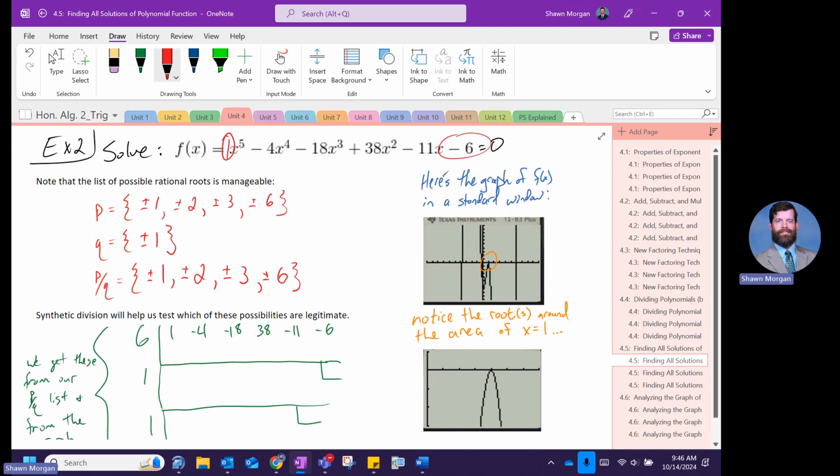How do you divide all your places? P is the factor of the constant. The factors of the constant: 1 times 6 is 6. He asked me where you get P from. Gotcha. So P is the factors of the constant. 1 times 6 is 6. -1 times -6 is 6. 2 times 3 is 6 and -2 times -3.